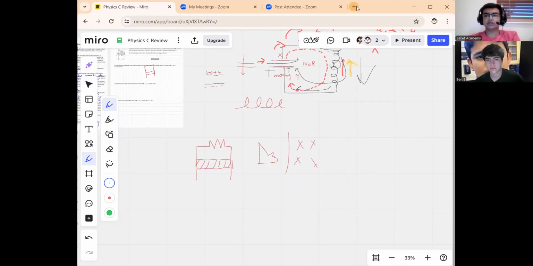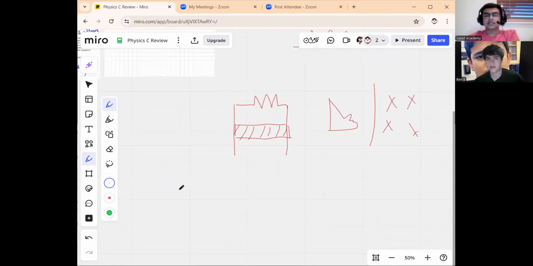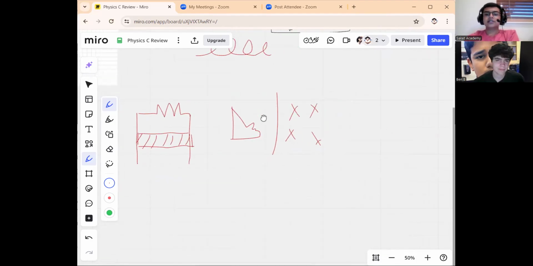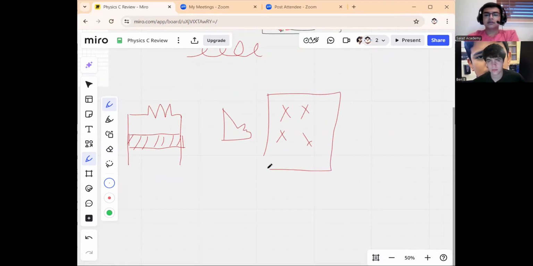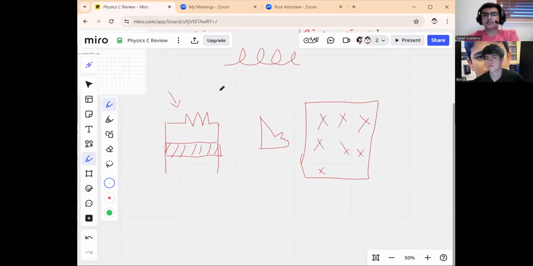So actually, I don't want to do that one. I don't really care about the AP too much. I just care about what the test is going to have. Any test is going to have something like this or this, probably. These are the two fundamentals of this unit.